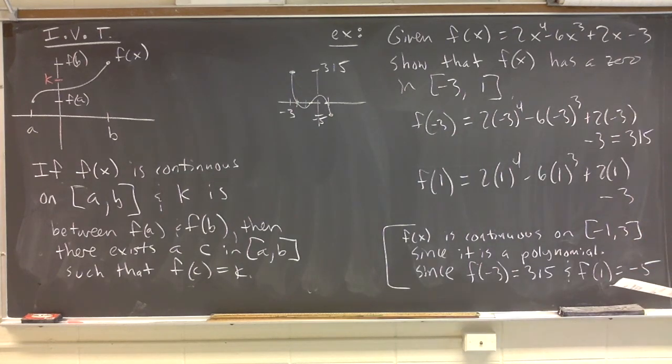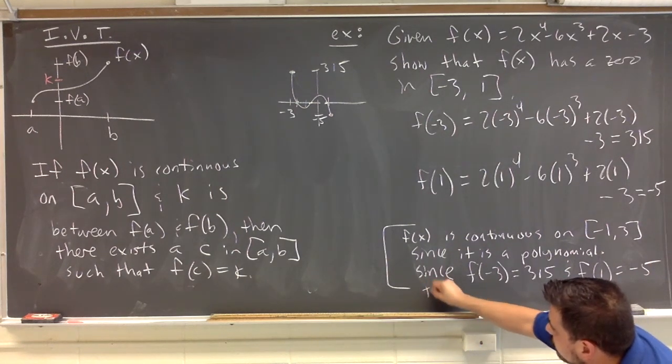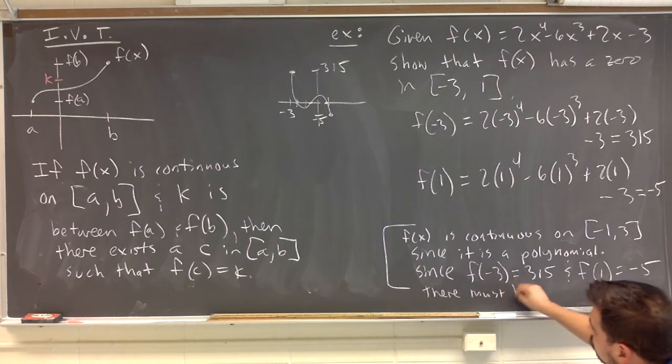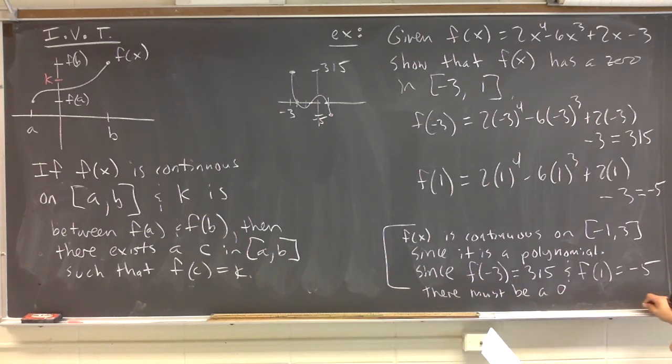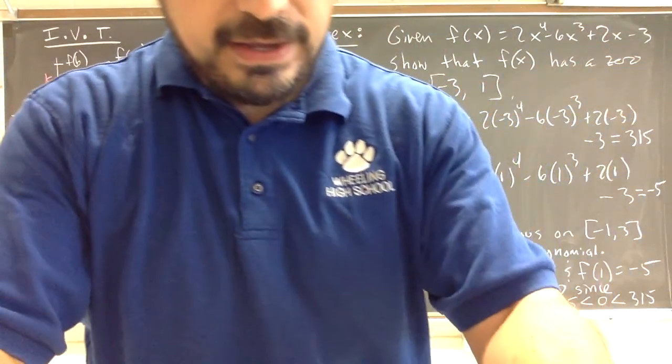I must have erased it. This was equal to -5. Since I calculated both, and I have one positive and one negative value, there must be a 0, because we know -5 is less than 0, which is less than 315. In other words, 0 is between -5 and 315. So that guarantees that we have to go through that value at some point. And that is the end.